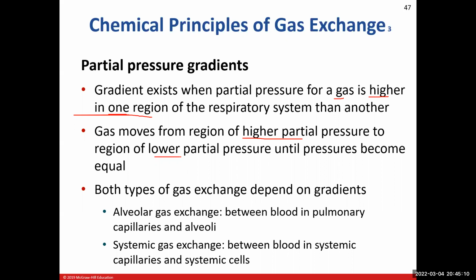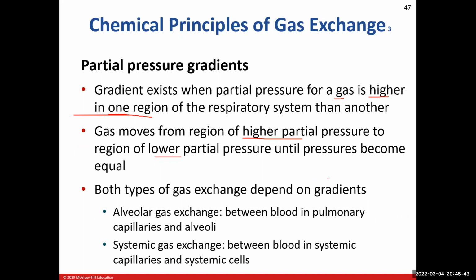Well, folks, we're just changing the phase of matter that we're dealing with. We're going from a liquid now to a gas. But it's a similar concept. You have an area of high partial pressure and an area of low partial pressure, and that gas is going to want to move from an area of high pressure to an area of low pressure. So this is very important.